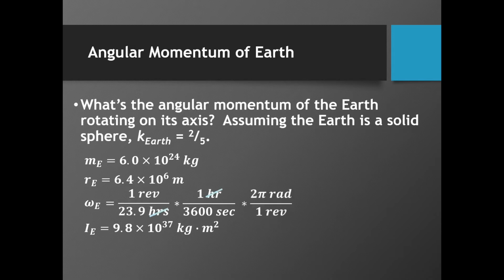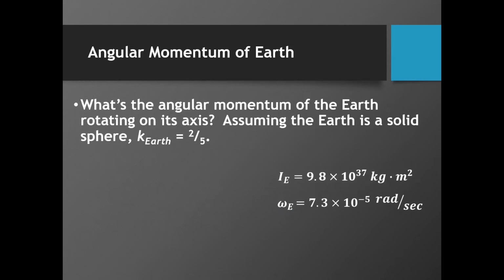The revolutions, it's going to be 2 pi radians equal 1 revolution, so we cancel out the revolutions there. Then we go ahead and multiply everything in the numerator, divide by everything in the denominator. We get 7.3 times 10 to the negative 5th radians per second. So now we have the moment of inertia and angular velocity. So let's go ahead and multiply these two together to figure out what the angular momentum is for the Earth.